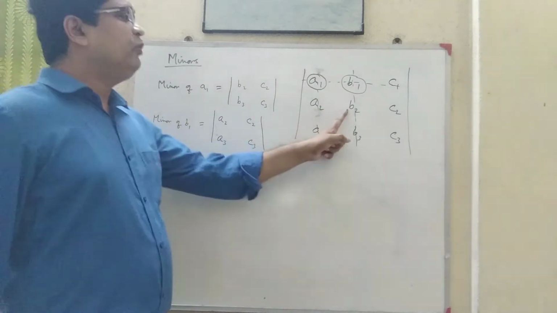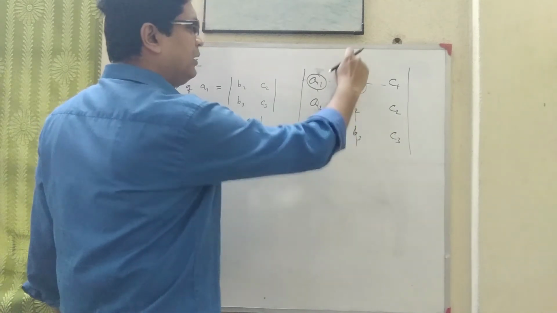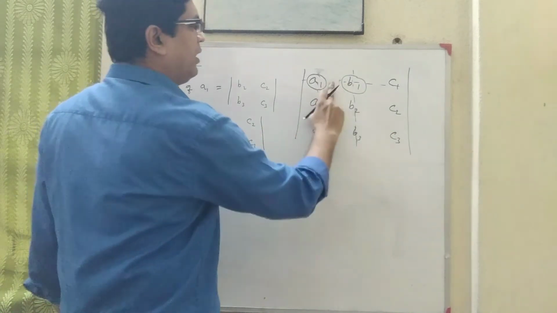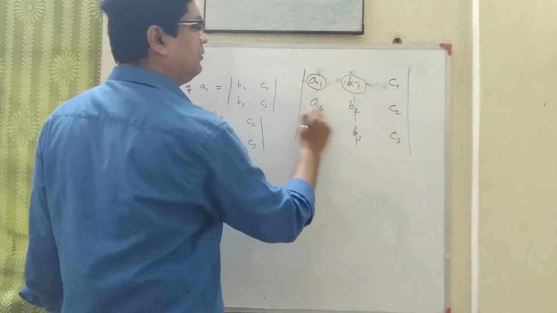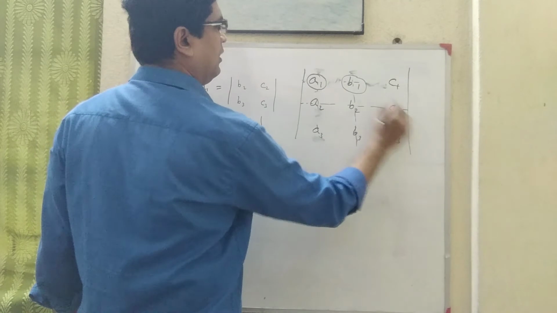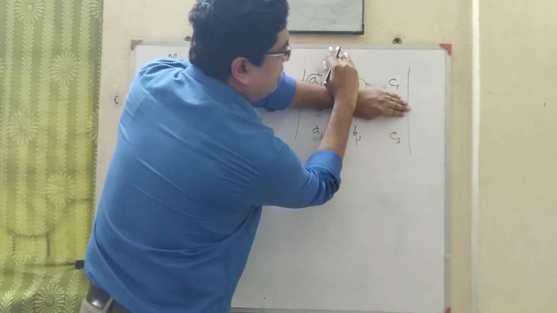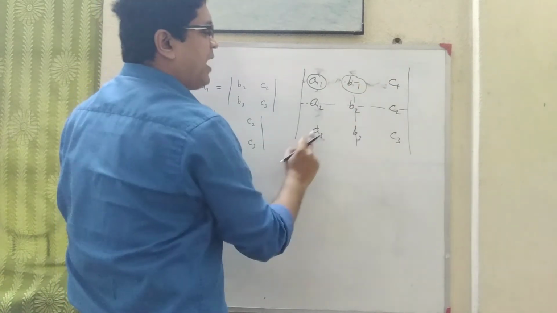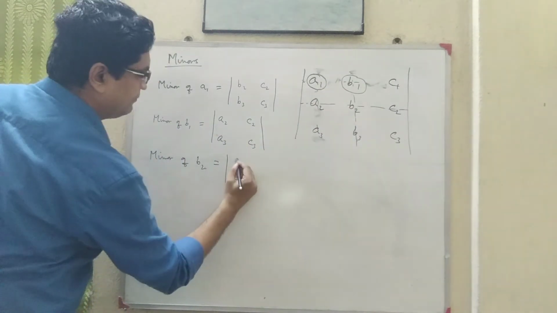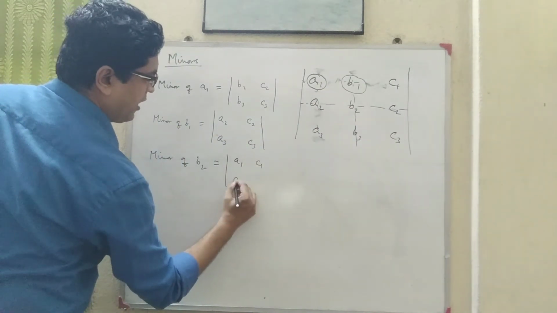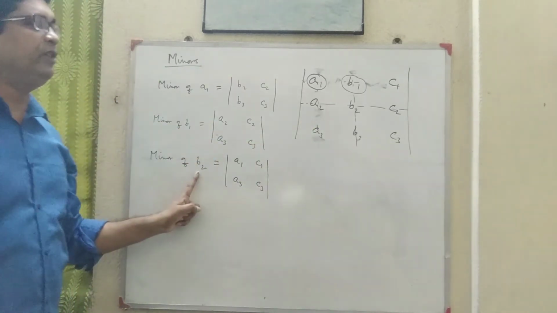So the minor of B2 will be, you see B2 lies in the second row and in the second column. So if we cover the second row and the second column, the remaining elements are A1, C1 and A3, C3. So in determinant form, A1, C1 and A3, C3 will be the minor of B2.